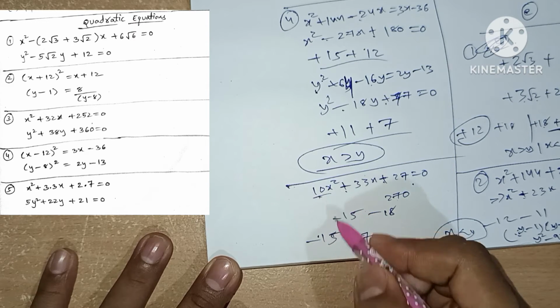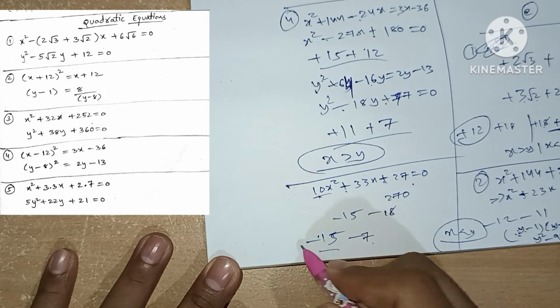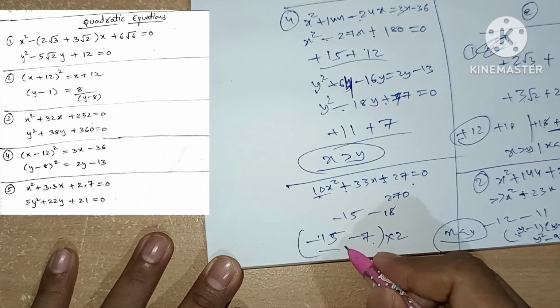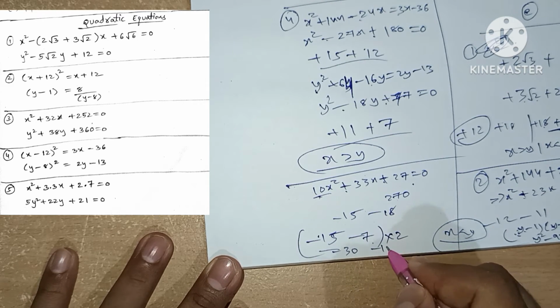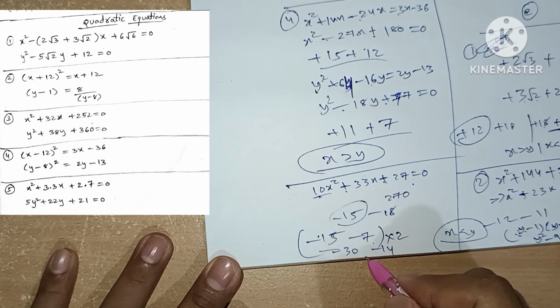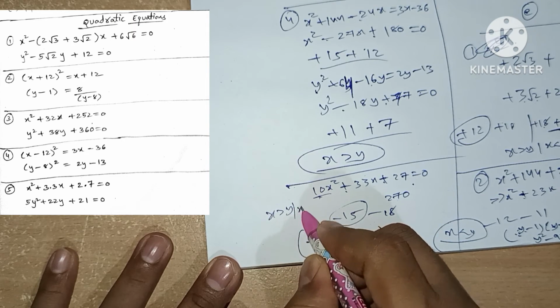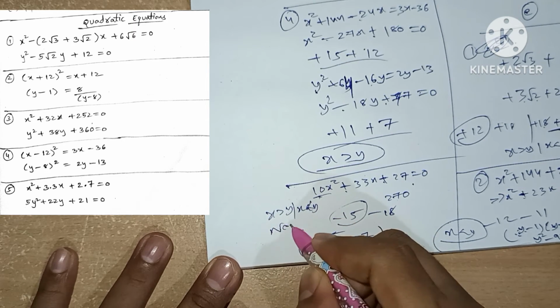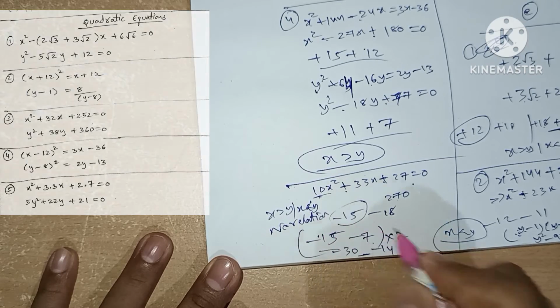Here the base is 10 and here the base is 5. So multiplying this with 2, we get minus 30 and minus 14 are the roots here. So by comparing these two, this 15 comes in between these two numbers. So x is greater than y and x lesser than y comes here. So there is no relation for this equation.